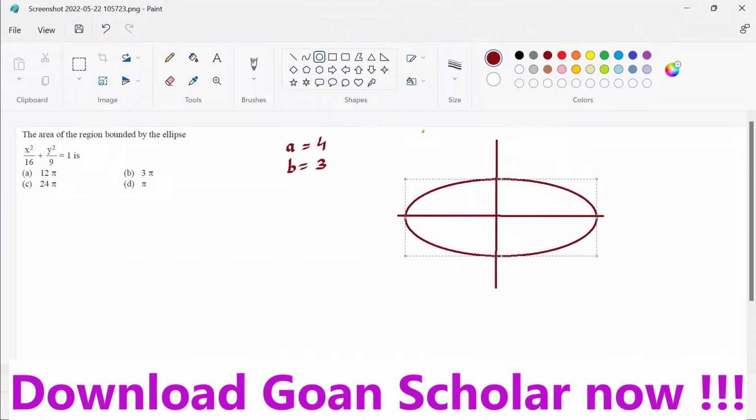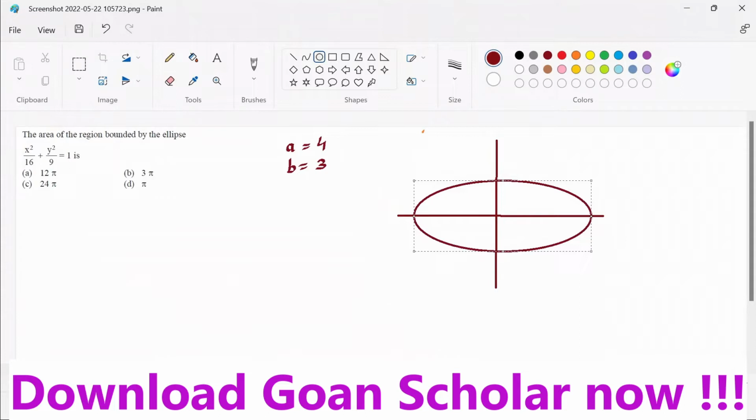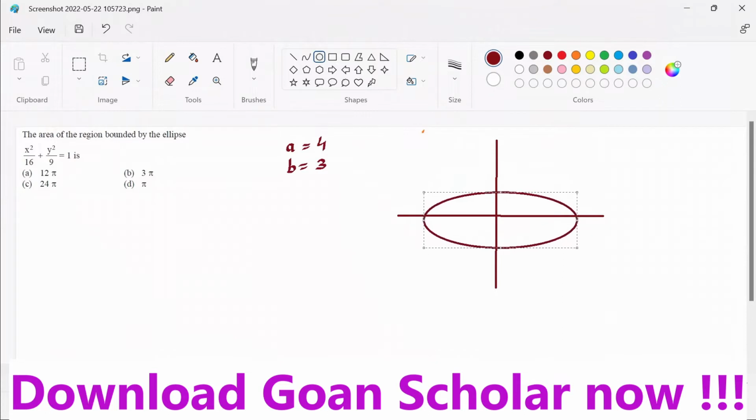Sir, can I solve the problems of application of integral without plotting the graph? No, no. You can never solve a problem without plotting a graph. There will be some questions which you can solve, but that will be useless, because the graph will tell you the proper area.